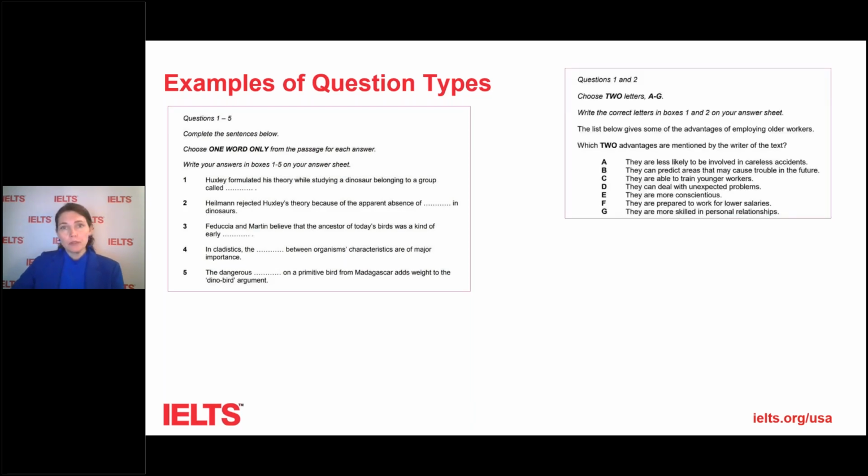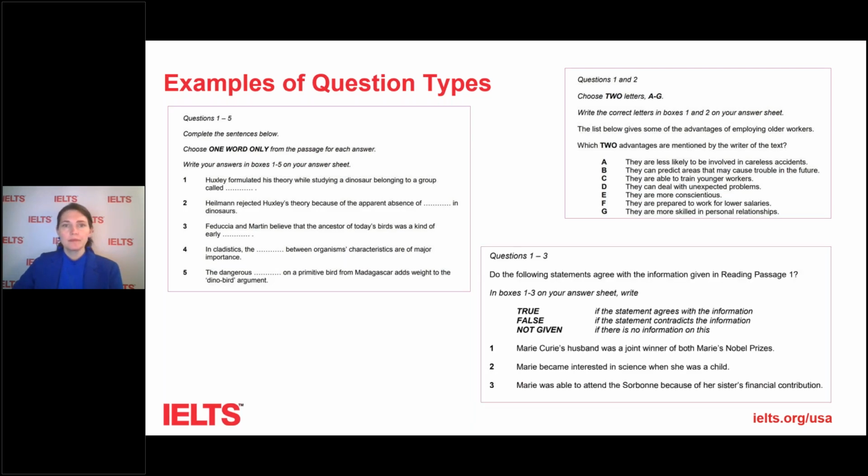You might also have multiple choice, and for multiple choice, there's a couple of ways that it might appear. You might be asked to choose the best answer from 4 options, the best 2 answers from 5 options, or the best 3 answers from 7 options. These questions are also usually in the same order that they appear in the text.